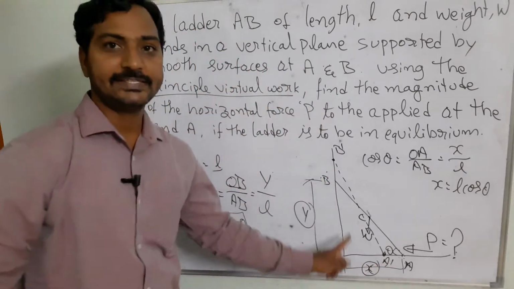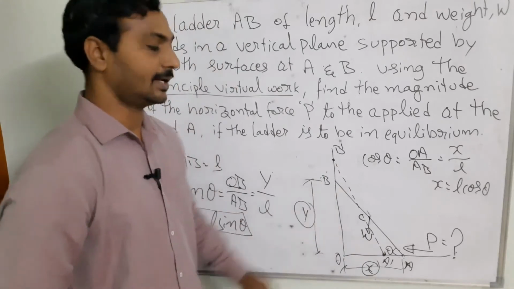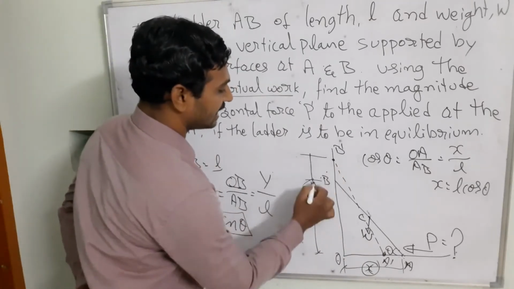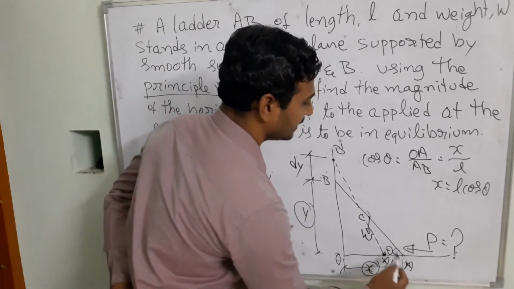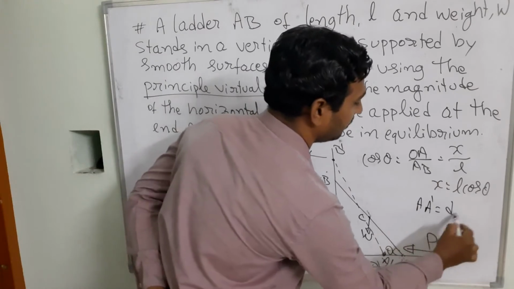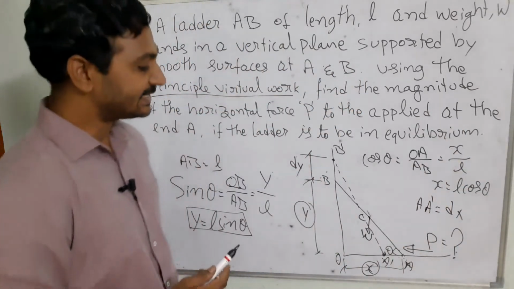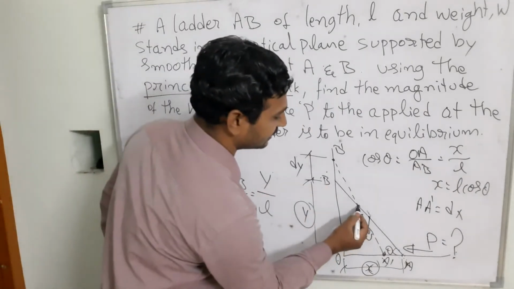Can you see this dotted line is going to be representing the virtual displacement of the ladder, and then this B dash I am going to say is dy, and A dash is going to be dx. At the same time the center of gravity of the ladder also shifted to C dash.